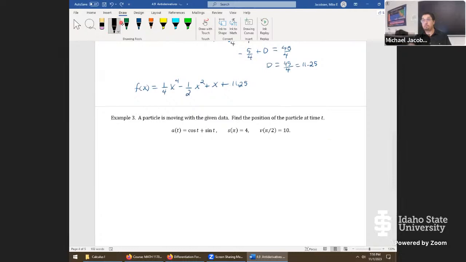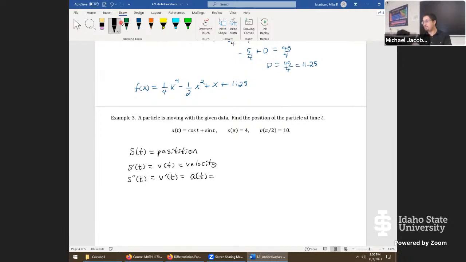To get to this problem, here's how we would probably start organizing it. S of t is the position. And suppose you differentiate it. S prime of t equals v of t, which is velocity. And imagine if you differentiate that again, you would get s double prime of t, which is the derivative of velocity, which is back to a of t, which is acceleration. So that means if they give us acceleration, we can unwind all of this stuff. Let's make it happen right away.